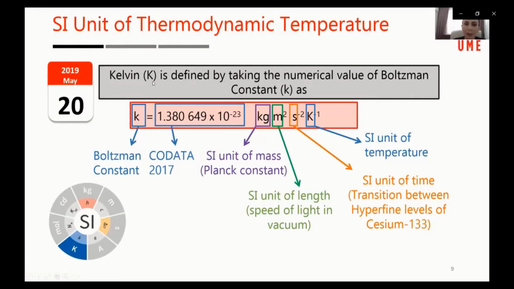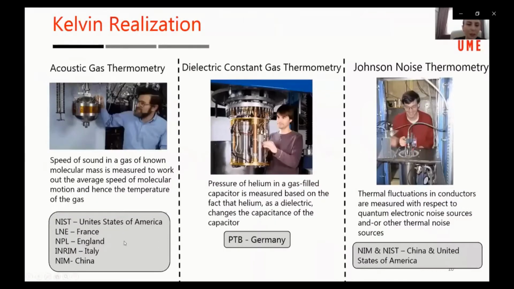You have to find a way to realize that unit, meaning that you have to find a way to relate the Boltzmann constant to the thermodynamic temperature unit, Kelvin. So you have to find a link. And fortunately, thanks to the metrology institutes all around the world, this link can be provided. You see here the acoustic gas thermometry, the dielectric gas thermometry, and Johnson noise thermometry. These experimental setups look totally different from each other. But in the end, what they do is they link Kelvin with the Boltzmann constant.